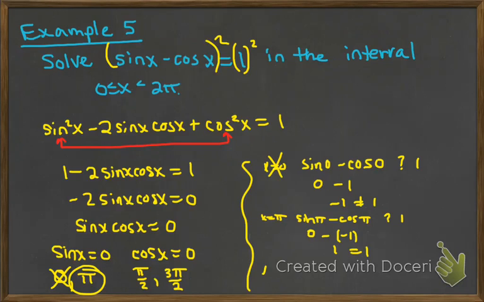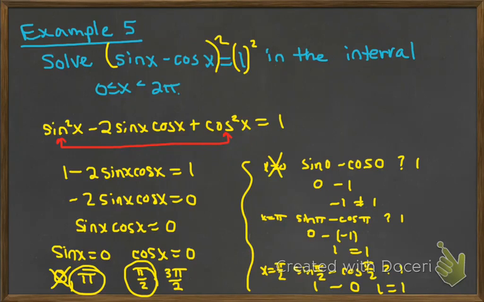I need to do x being pi over 2, so the sine of pi over 2 minus the cosine of pi over 2, and I want to know if that equals 1. The sine of pi over 2 is 1. The cosine of pi over 2 is 0. So 1 minus 0 is 1, so 1 does equal 1. So pi over 2 does work.